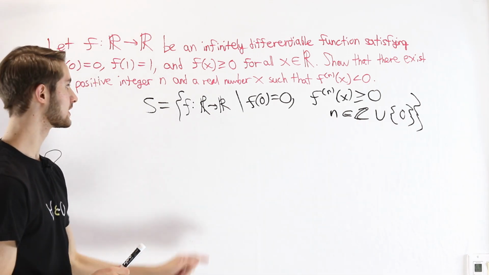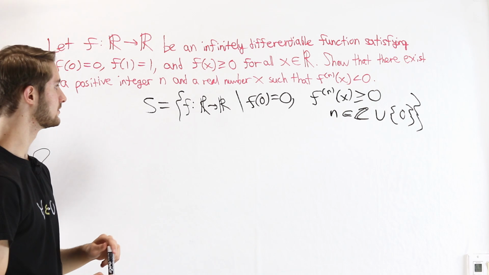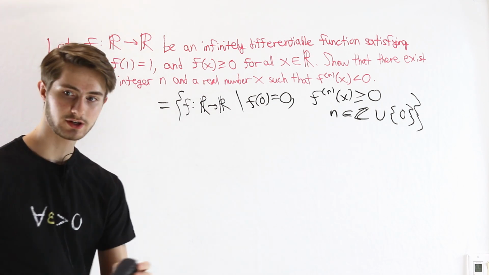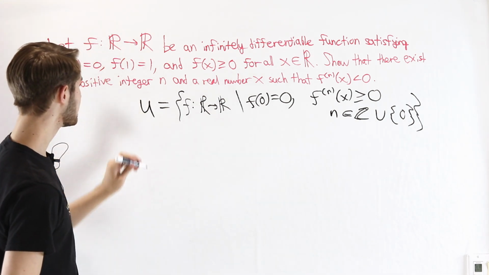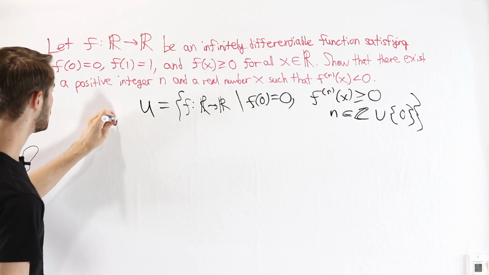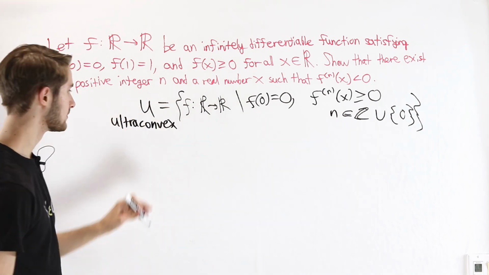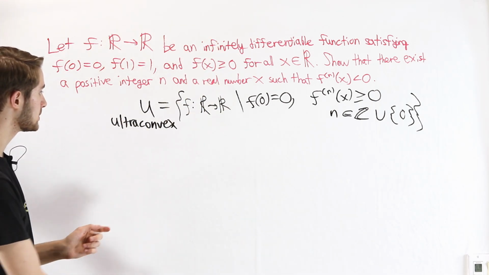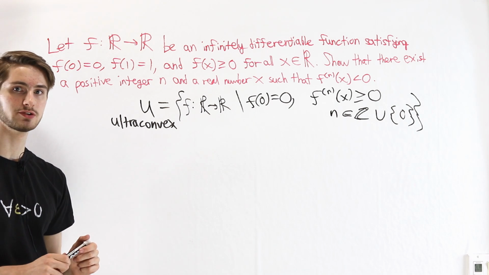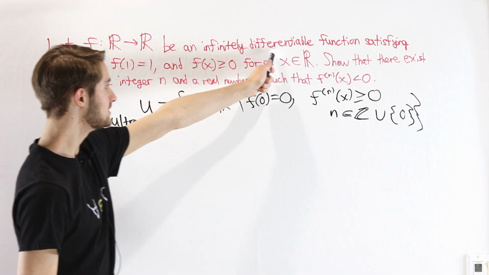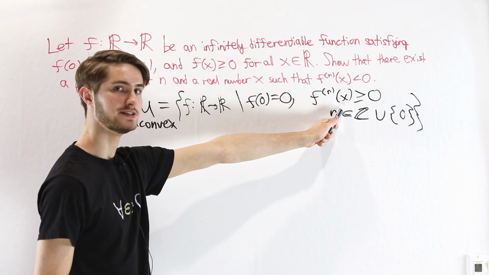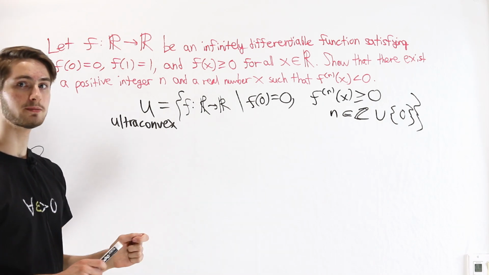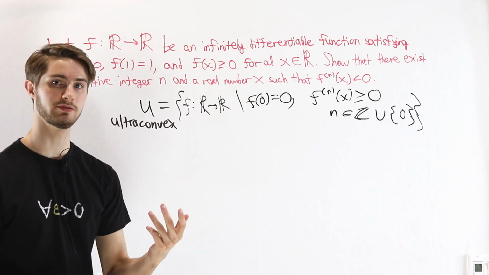And now we're going to take a look at the properties of those functions. Now for simplicity, instead of calling this set S, we're going to call the set U, and we are going to call the functions in this set ultraconvex, with convex usually talking about, for example, a positive second derivative. We want to look at the properties of ultraconvex functions. And because we know we're looking at infinitely differentiable functions that satisfy an identity related to the derivatives of all orders, maybe it would help to start by thinking about how this set relates to derivatives.